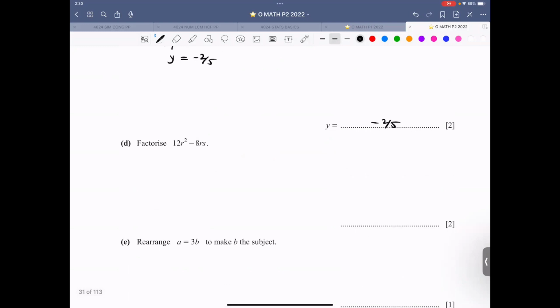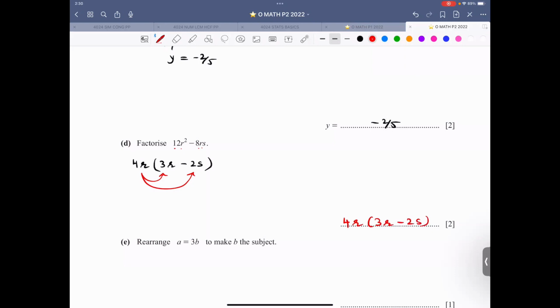Factorize. Let's take 4 common. Let's take r common. So I'm left with a 3r, and I'm left with a 2s. There is no harm in double checking. 4r into 3r, that's 12r squared. 4r into negative 2s, that is negative 8rs. So everything is good. So just write 4r, 3r minus 2s.